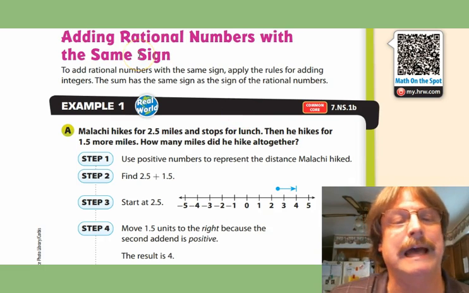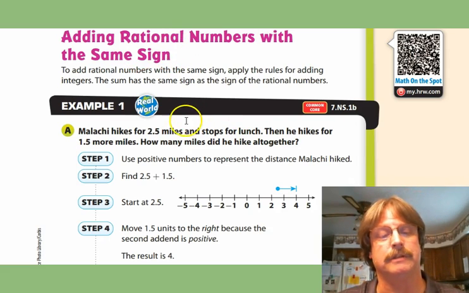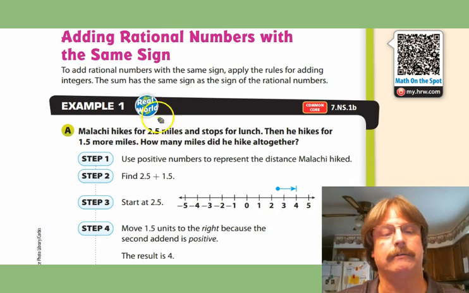As you can see here, we have adding rational numbers with the same sign. So we have Malachi hikes for 2.5 miles and stops for lunch. Then he hikes for 1.5 more miles. How many miles did he hike altogether? So we want to, as always, highlight our important information. Okay, so we have 2.5 and 1.5 more miles, and how many miles did he hike altogether?